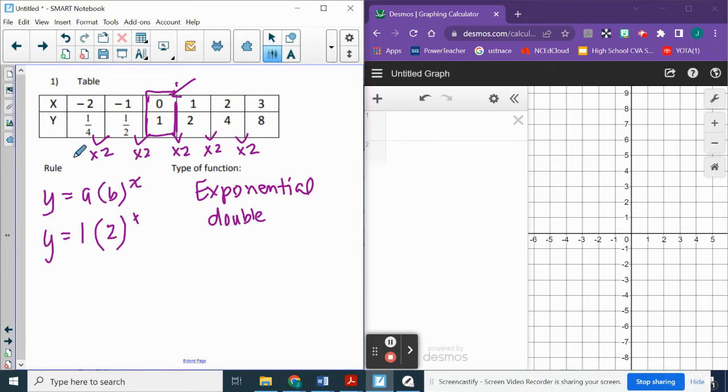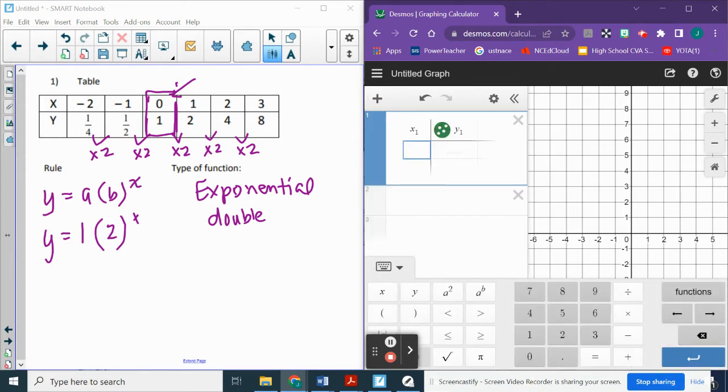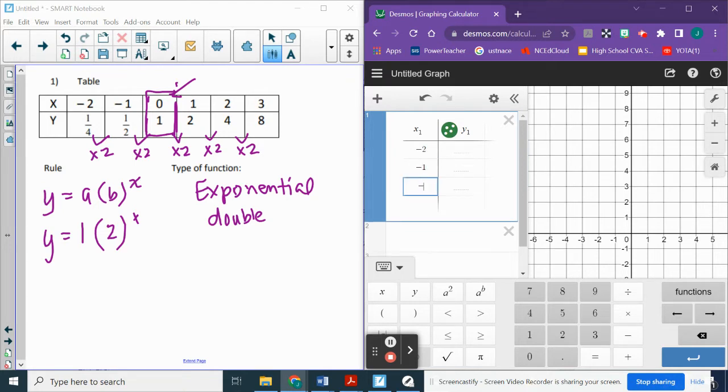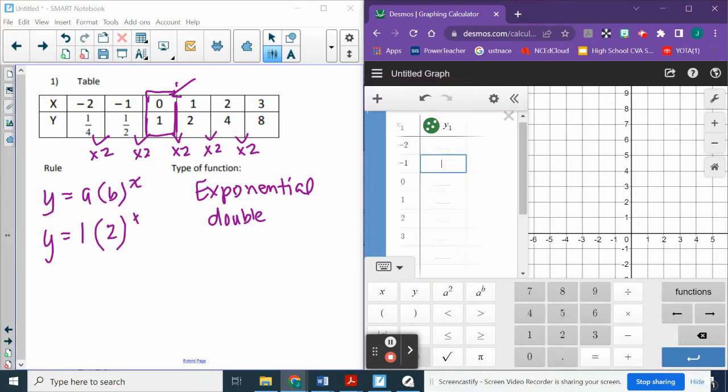Now, how to use Desmos to do this for you, and also just to see what it looks like visually in the event you're a visual person. We're going to add a table, and we're going to put in our values. So -2, -1, 0, 1, 2, 3. And we're going to put in 1/4, 1/2, 1, 2, 4, and 8.